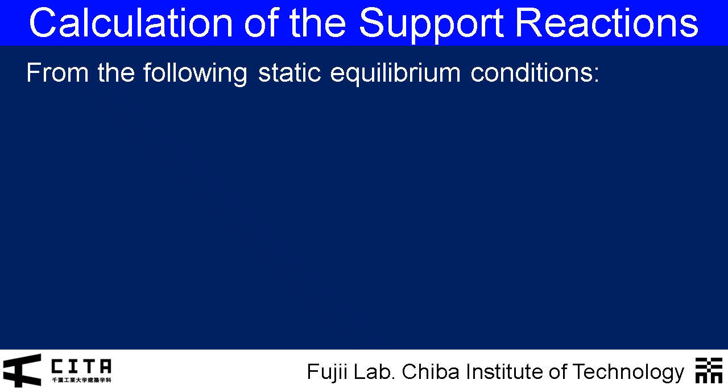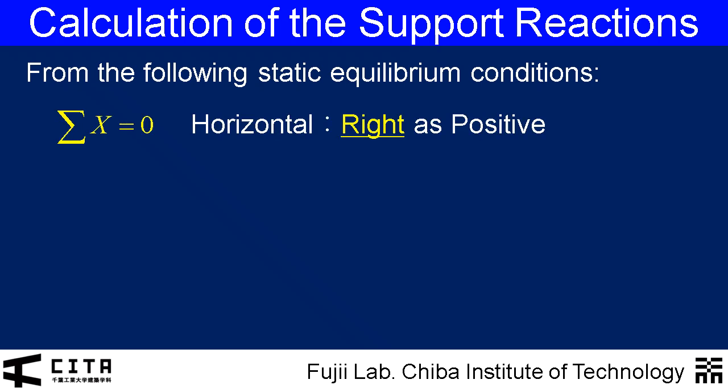Here is how to calculate the support reactions. The reactions can be obtained by using the following static equilibrium conditions. First, for the horizontal direction, we use sigma x equals 0. This means that the sum of horizontal components of external loads and reactions must be 0. Here, we take the positive direction as to the right.